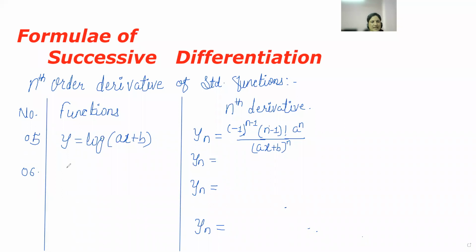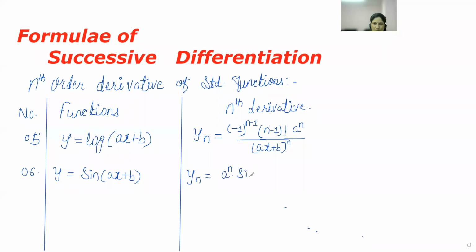Now we are moving towards the trigonometric functions. If y equals sine of (ax plus b), then its nth order derivative yn is equal to a raised to n into sine of (ax plus b plus n pi by 2).